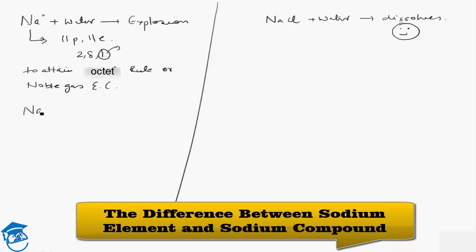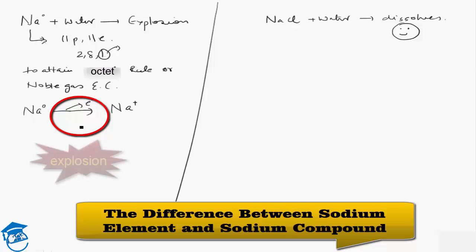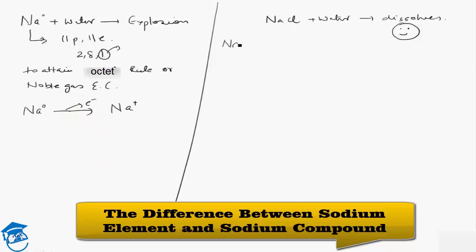So when neutral sodium gives out its extra outermost electron, that is the valence electron, it forms a stable positive ion with a +1 charge, a cation. This electron is given out to water and gives a big explosion, wherein Na+ is itself in its stable state with 11 protons and 10 electrons. The electronic configuration will be 2,8. This means it is already in its noble gas electronic configuration.